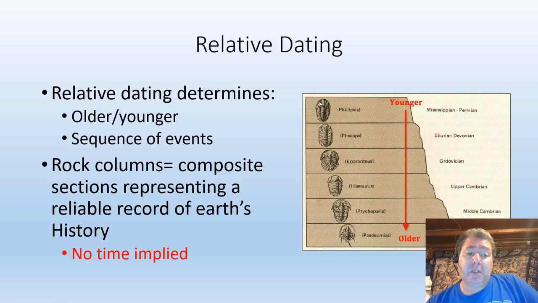It is very important to note, though, that there is no time implied, right? No time in number of years implied at all. That's the realm of absolute dating. So relative dating says this was older than that, that is younger than this, but it doesn't tell us if it happened 10 days ago or 10 million years ago.